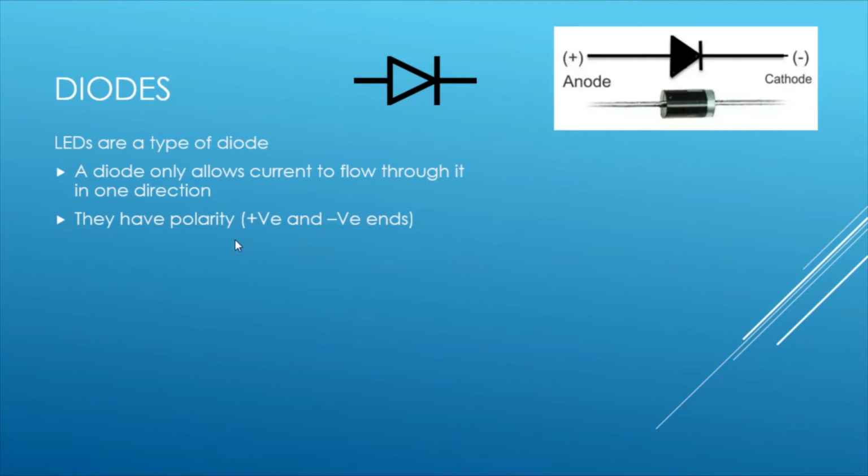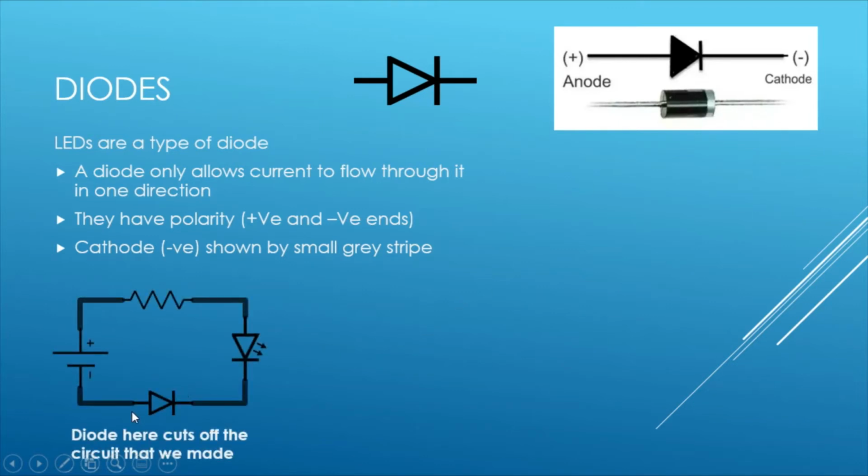And the component has that highlighted by a small grey stripe, right? So current can only flow through this way. Okay, that small grey stripe is that almost line, if you want to think of it, that stops current flowing through. So here, a diode would cut off the circuit we made. So the current would be flowing through conventionally, going through, and bang, it can't go through our diode, okay?